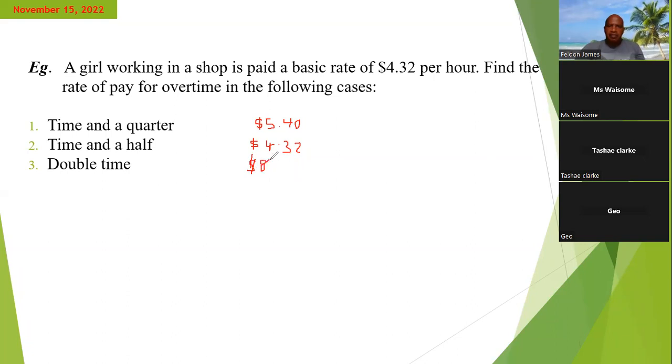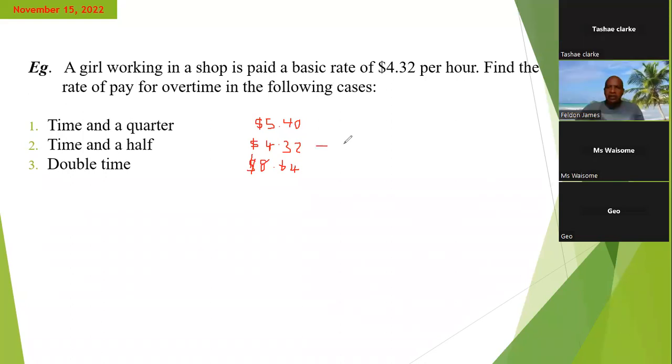Let me get this one. All right, let me see if there's anybody. Yes, Miss Wilson, what is your answer? For the second one, where it says time and a half, I got $6.48. I'm not sure. But for the other two, for number 1 and 3, I got the same thing. The same answer for the second one, sir, $6.48. Oh, you got that as well.